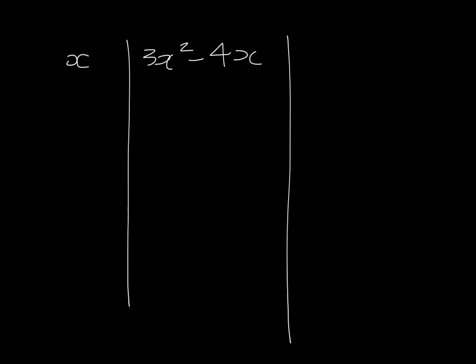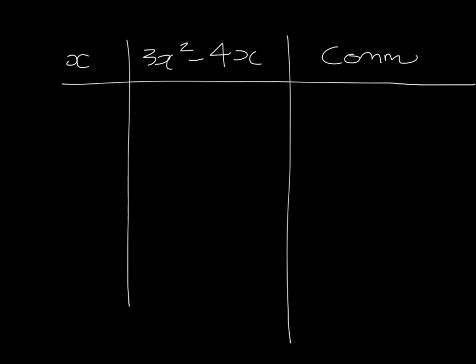So I'm going to set up my table again. Remember, I want a column for x. I want a column for 3x squared minus 4x, remembering that my target is 11. And then I want a column for the comment. Now, the first value of x that I'm going to try is 1. If I substitute this into 3x squared minus 4x using a calculator, I'll get a value of -1, which is obviously much lower than 11. I'm going to write an L for low.